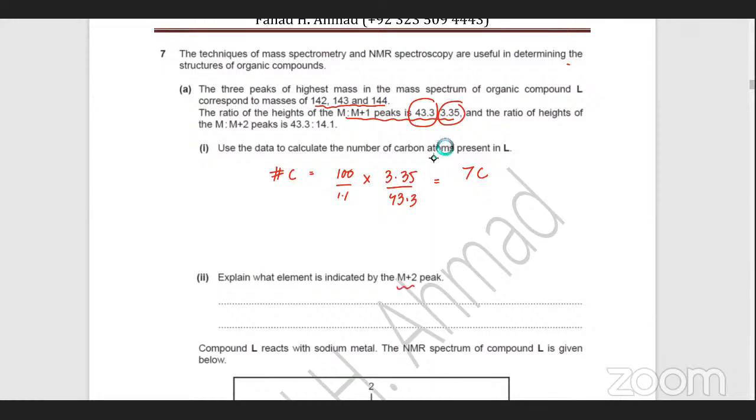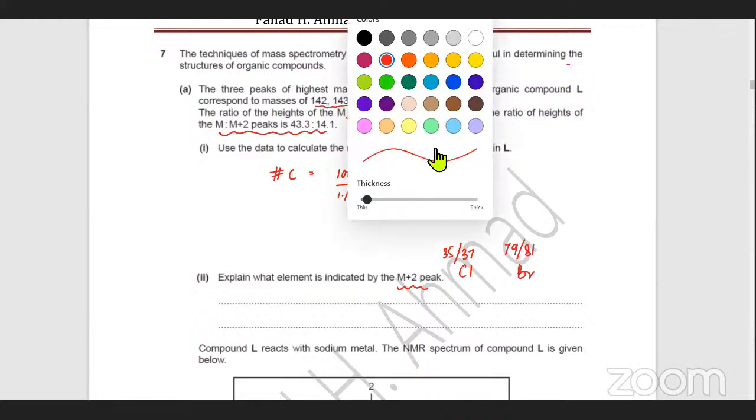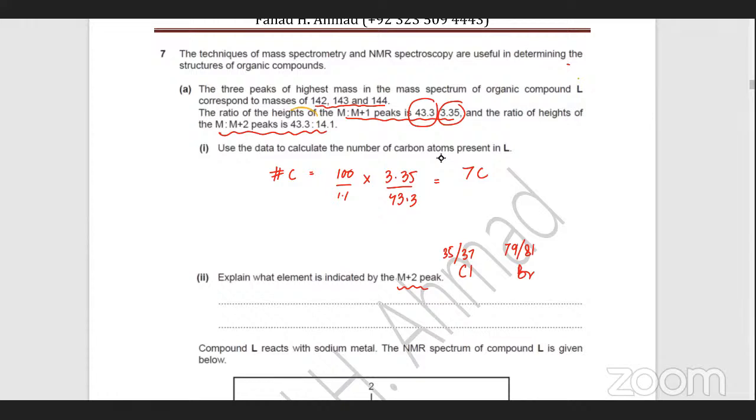Now the M+2 peak is either because of the isotope of chlorine, because it has 2 masses, either 35 or 37. So jiski wajah se na, there's going to be a difference of 2. Or it could be an isotope of bromine. And bromine has 2 different masses, either 79 or 81. So the mass difference is going to be 2. So he's saying there's an M+2 ratio. And if you look at the ratio very carefully, the ratio that's given, 43.3 and 14.1.